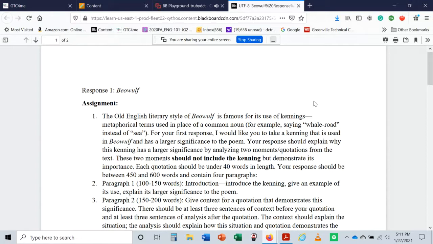So we're not looking to say everything there is to be said about Beowulf. The focus here is on depth and analysis, your ability to really explain the significance of the details that you see in the epic. So I just wanted to go over the assignment, hopefully clarify a few things.